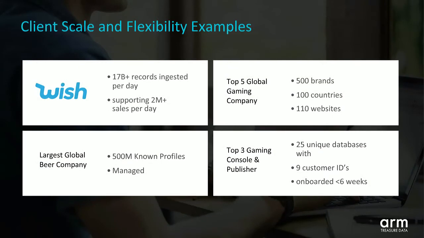So these are some examples of our scale and flexibility, with names redacted for this webinar. Wish.com, one of the largest e-commerce apps worldwide, ingests more than 17 billion records daily. 2 of the top 5 gaming companies are also using Treasure Data. One of these is managing 500 brands across 100 countries and websites. And finally, the largest global beer company is also using Treasure Data, in their case, to manage 500 million known profiles on our platform.